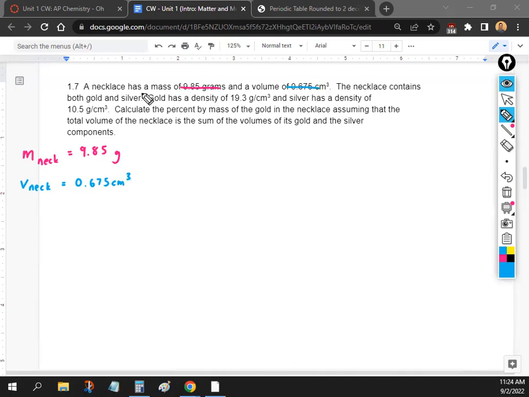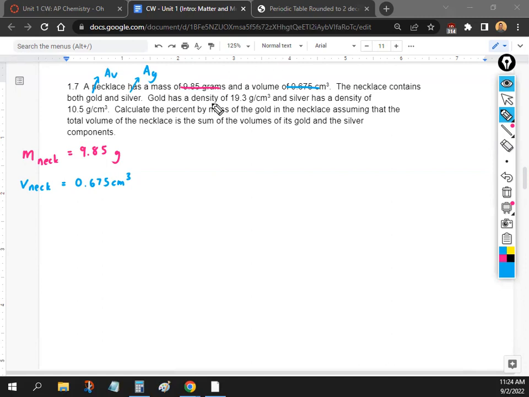The necklace contains both gold and silver. Now I'm going to use the chemical symbol from the periodic table. If you want to use G or S, that's totally fine. I just like using these because I'm comfortable using the periodic table, but you guys are still kind of getting in the groove of it. So if you wrote gold, wrote silver, that's totally fine.